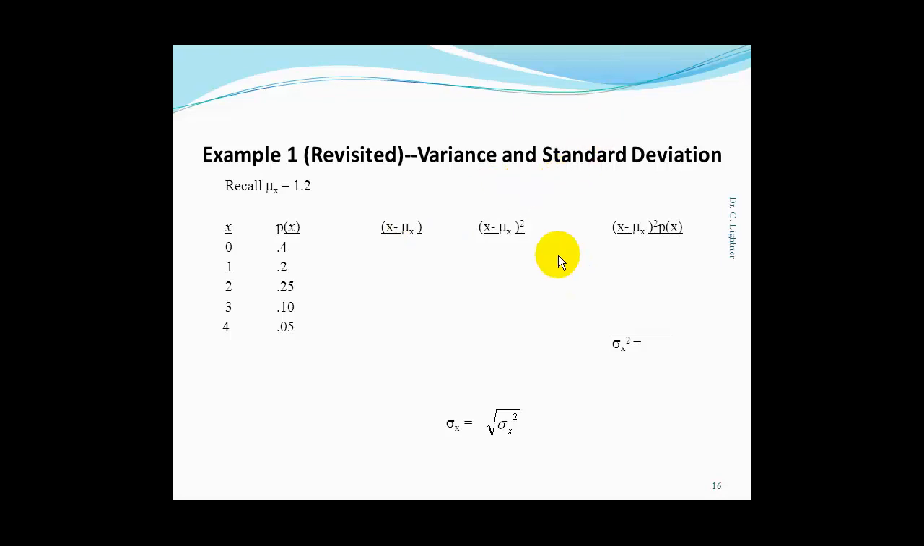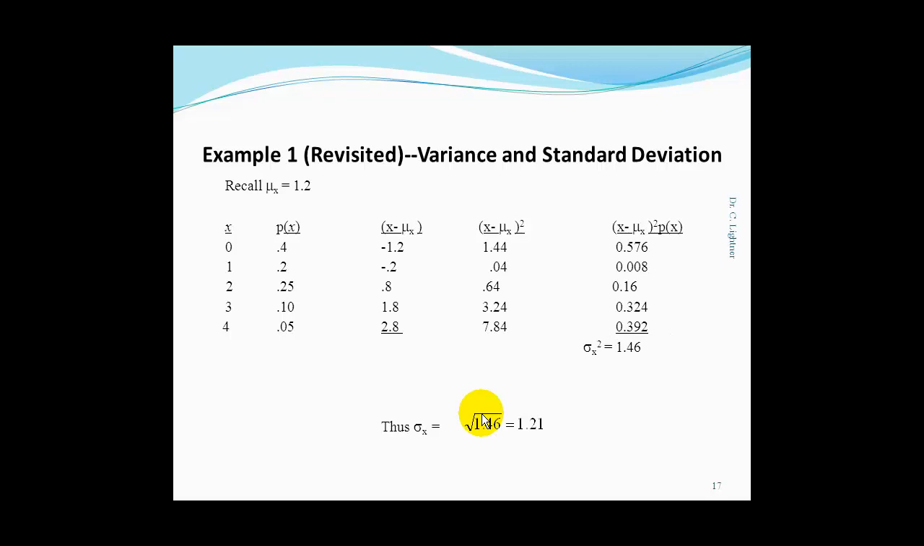In the fourth column, we should square the difference between x and the mean value for the random variable x. In the last column, we should take that squared difference and multiply it times the probability of x occurring. Finally, we should sum up the last column in order to obtain the variance for the random variable x. Once we have the variance, we can obtain the standard deviation by taking the square root of the variance. If we follow that process, we should be able to complete the table as shown on this slide.